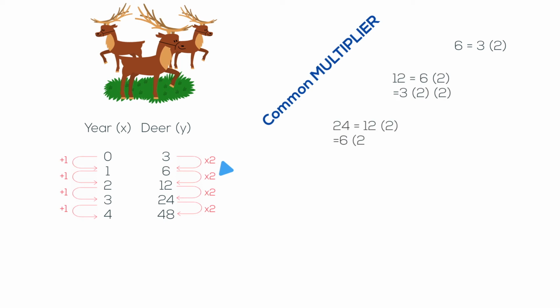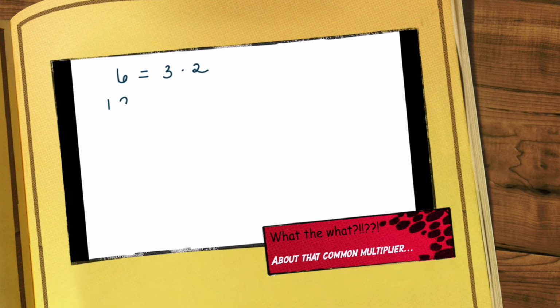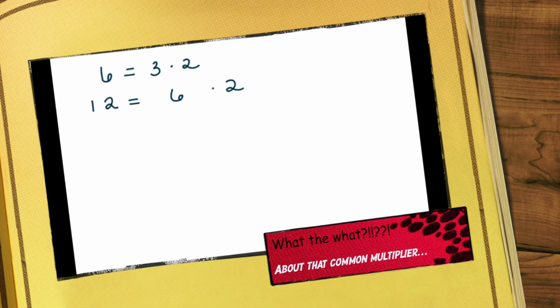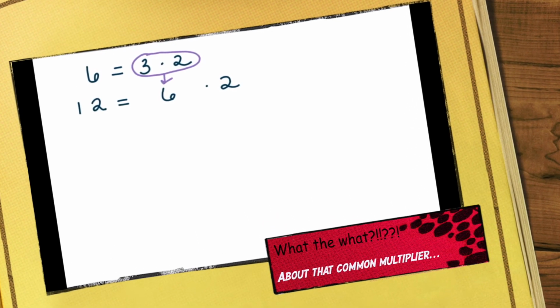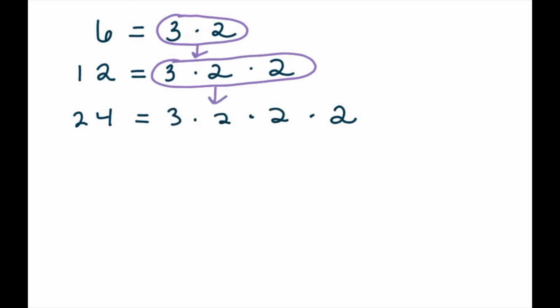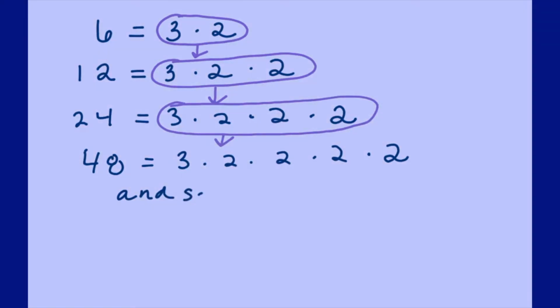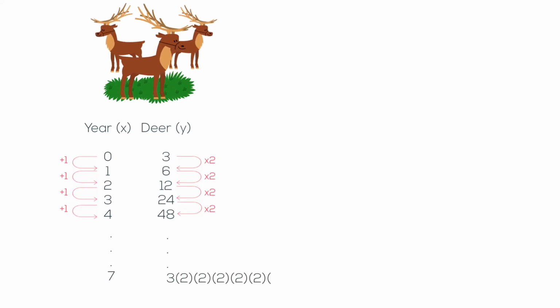6 is 2 times 3, and 12 is 2 times 6, and 24 is 12 times 2. Oh, hold on a minute. Let's take this a little slower. After 7 years, our population should be 3 times 2 times 2 times 2 times 2 times 2 times 2 times 2. Can you guess the equation here?